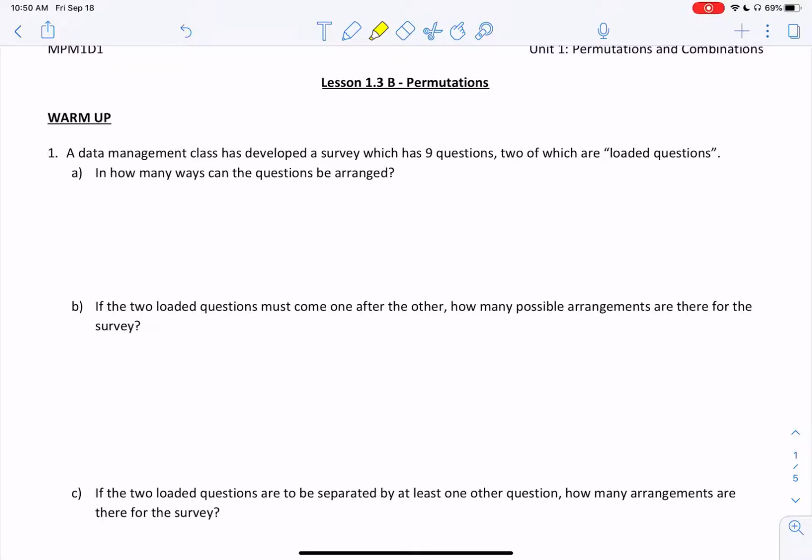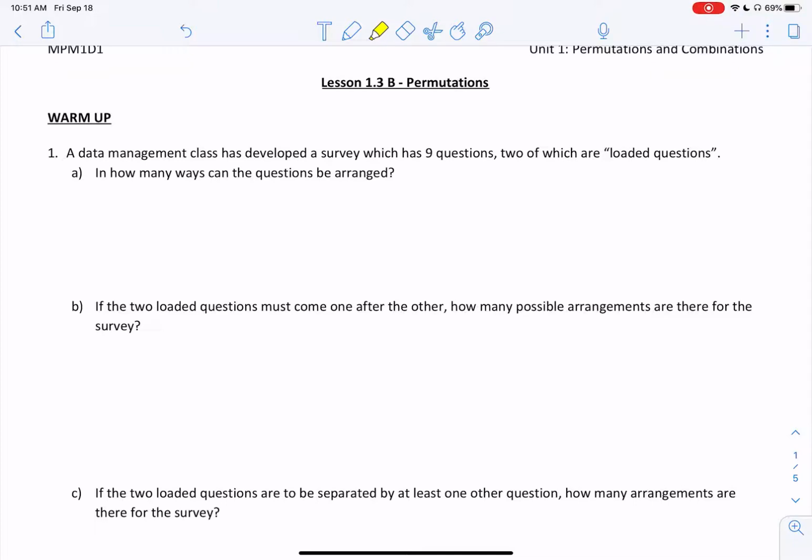For this lesson, we're going to quickly start with a warm-up to practice some organized counting and get back into the swing of that before we directly start permutations. So to start, a data management class has developed a survey which has 9 questions, and 2 of these questions are loaded questions. So how many ways can the questions be arranged?